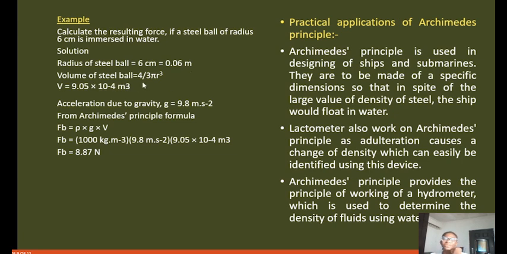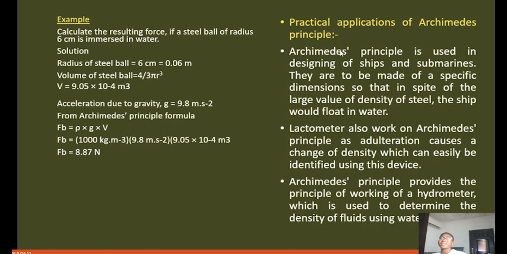What is the volume? The volume of a steel ball, which is like a sphere, is 4/3 pi r cubed. Getting the volume, we got 9.05 times 10 raised to minus 4 meter cubed. Then the acceleration due to gravity, which is a constant, was 9.8 meter per second squared. From Archimedes principle, the force is equal to the density multiplied by the acceleration due to gravity multiplied by the volume. So the force of the ball is equal to what? The density multiplied by the acceleration due to gravity multiplied by the volume, and we have the resulting force as 8.87 Newton, and that is the resulting force.